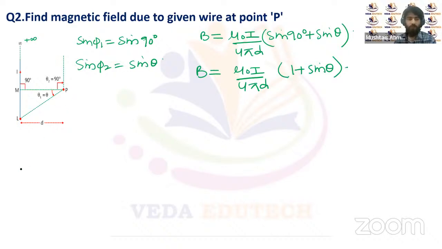So this will be the net magnetic field at this point P because of this semi-infinite wire, which is extending to infinity from the positive end, and it extends to point L, making an angle of theta with this point P, right? So mu naught I upon 4 pi d times (1 plus sine theta) will be the net magnetic field at this point P, right?